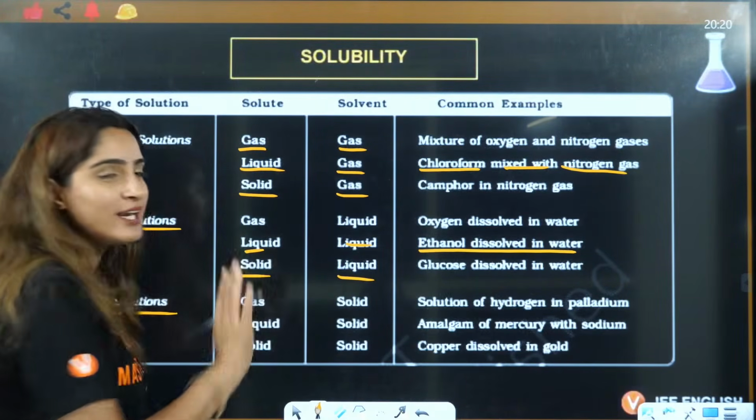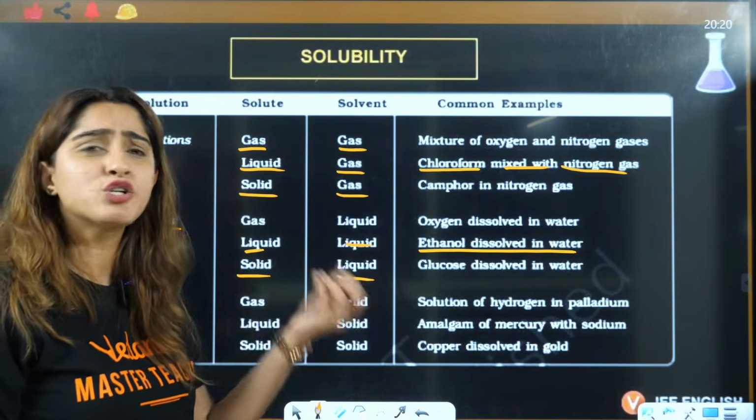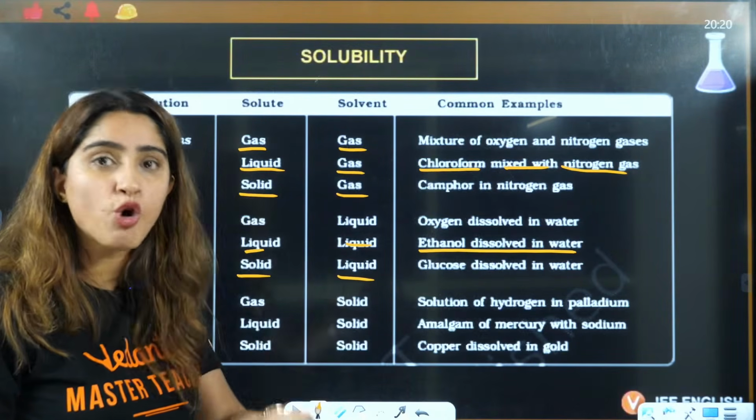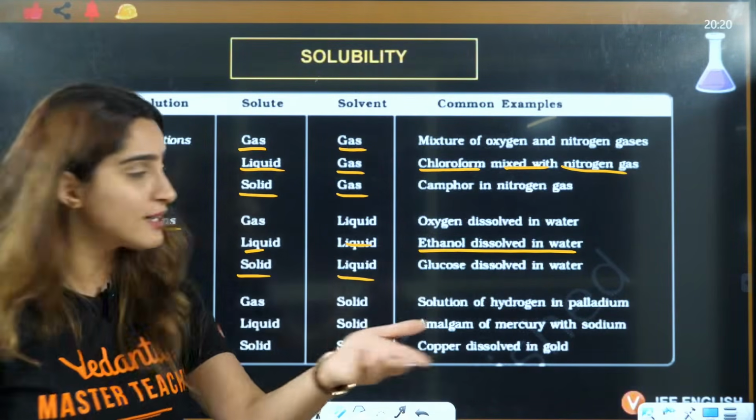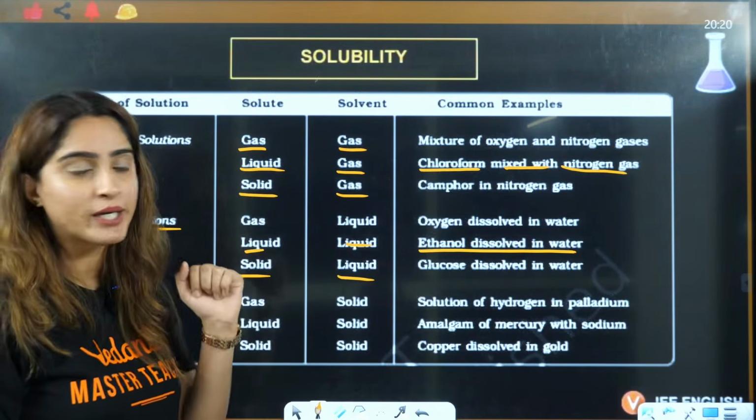So solid in liquid, right? Solid in liquid: sugar dissolved in water, salt dissolved in water, glucose dissolved in water, anything. That is your solid in liquid, right?